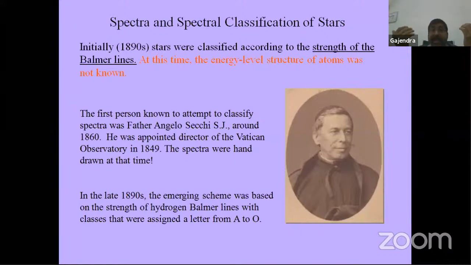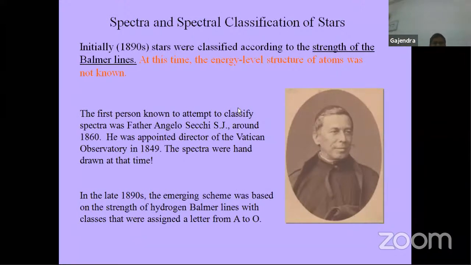At that time, all we had was our eye to look at. Detectors came much later, in other wavelengths, even in optical or in infrared or in UV. The energy level structure of the atom was also not known. People didn't know what atoms are, like a nucleus with electrons revolving around it. All that came much later. People started studying stars when our physics was not that evolved. In fact, we had no idea of physics. So how did people start studying stars in that era?